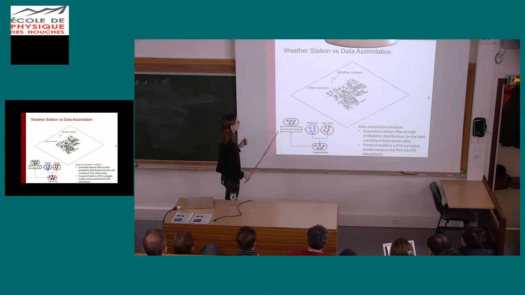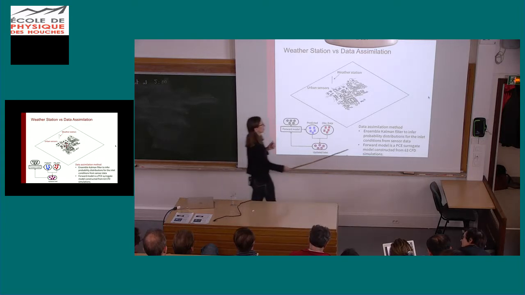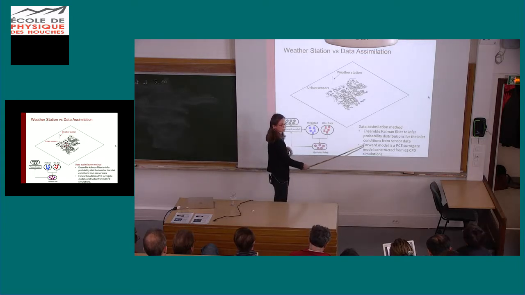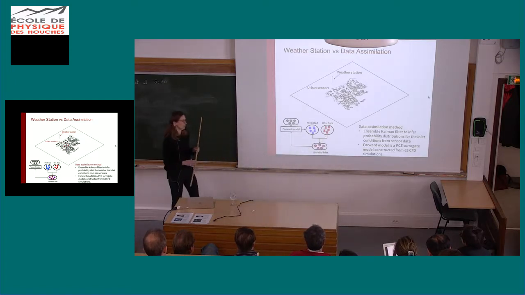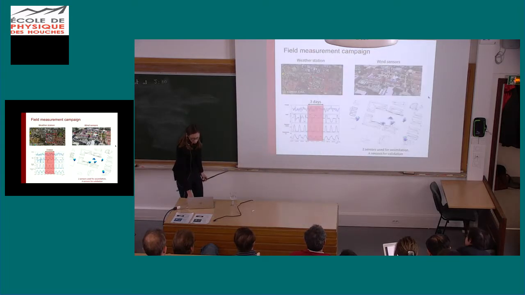Obviously, this involves running your forward model a lot of times. So what we did here is we again built a polynomial chaos expansion, a surrogate model that we construct based on 63 CFD simulations. So this is actually something that is pretty cheap to do in the end.